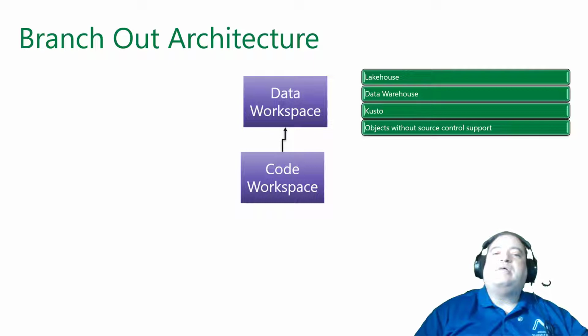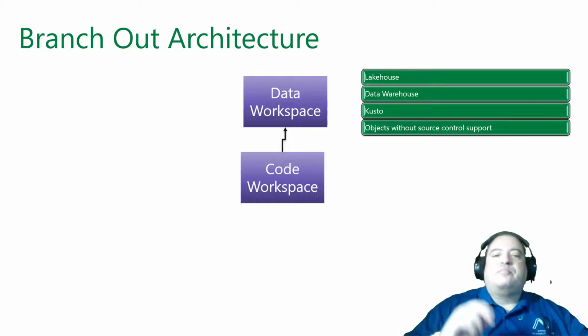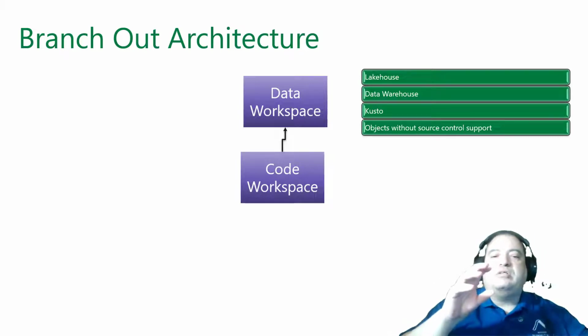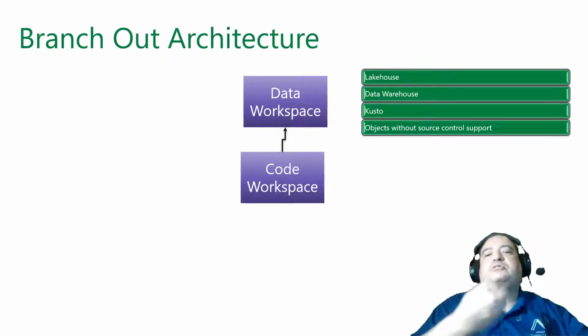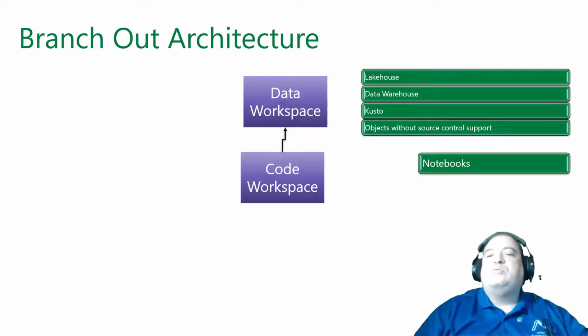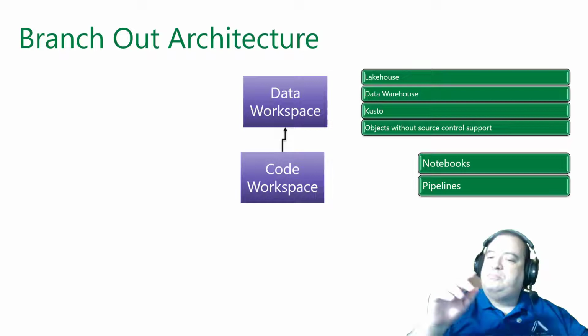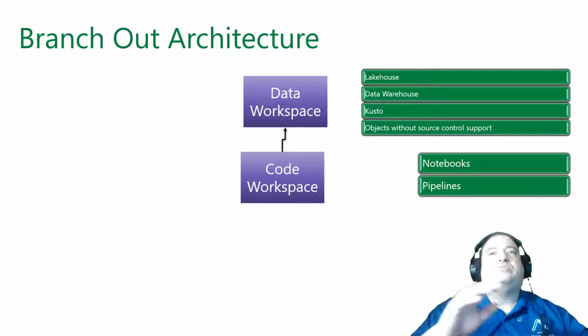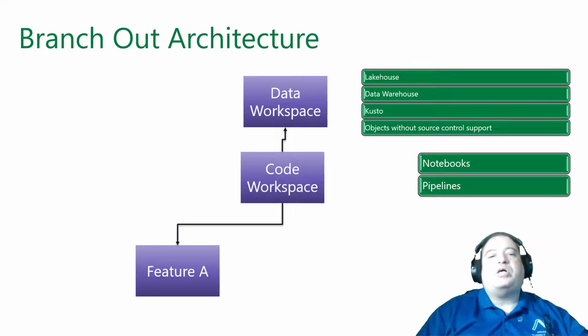So you can create a separate workspace that we can call a code workspace, and the objects in this code workspace will access the objects in the data workspace. Which objects are we talking about? For example, notebooks and pipelines. I could include dataflows, but we don't have full dataflow support yet. And then from the code workspace we start to branch out.